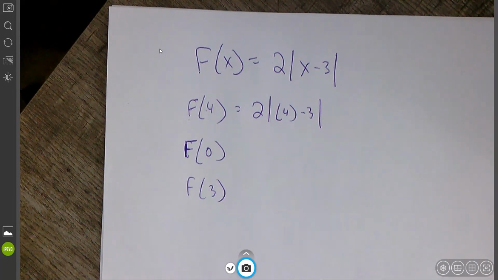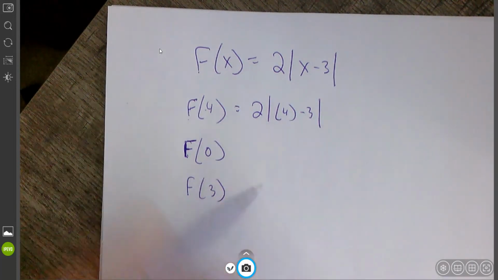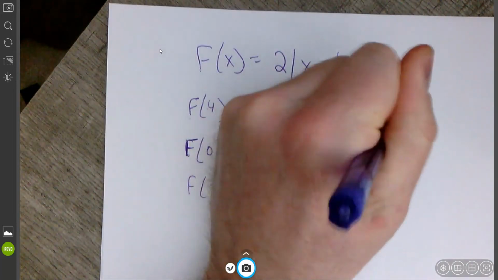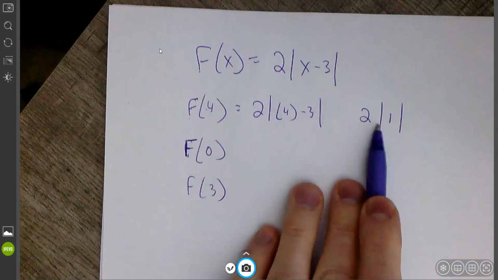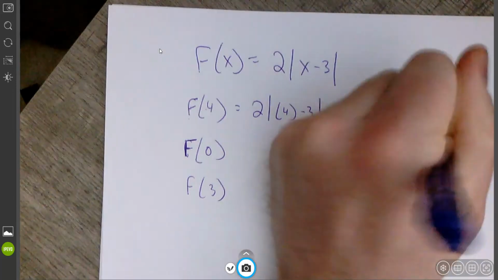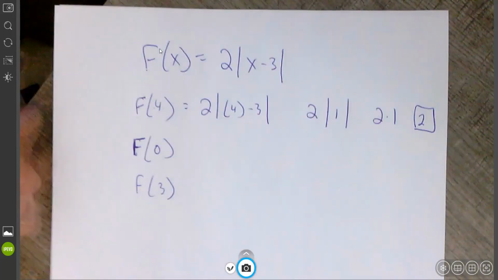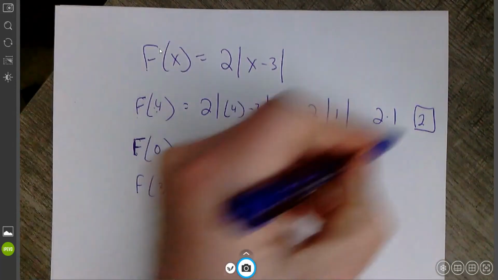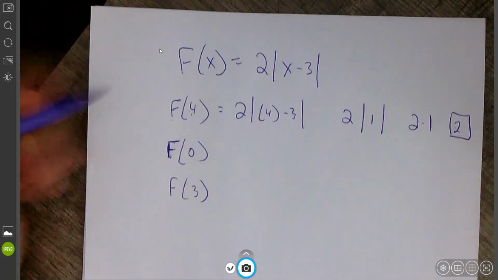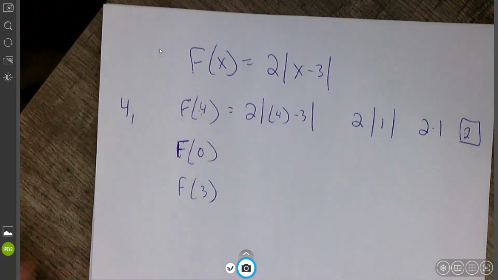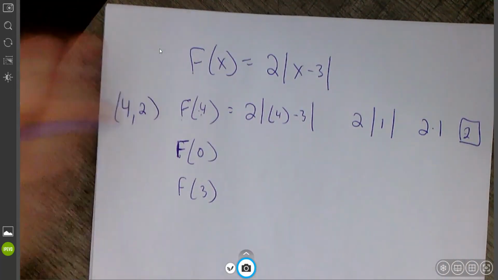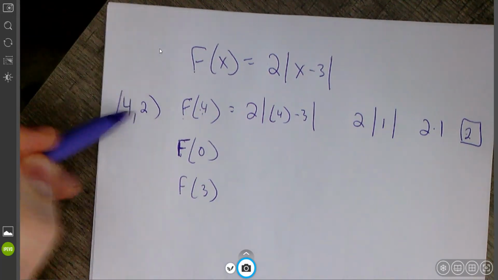Now we take the inside of these absolute values first. So 4 minus 3 is 1. So now it's 2 times the absolute value of 1. Absolute value of 1 is just 1. This turns into 2 times 1, which is just 2. If I insert a 4, it would kick out a 2. On this particular graph, if I insert a 4, it would kick out a 2. That's a point. That's an ordered pair, x comma y.